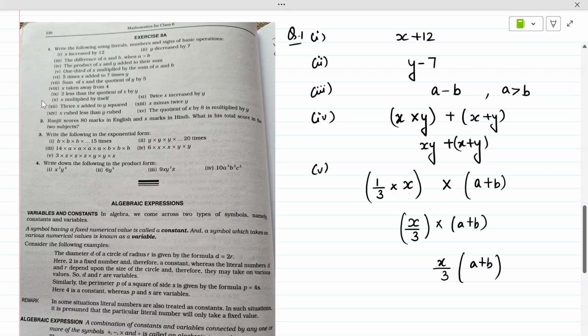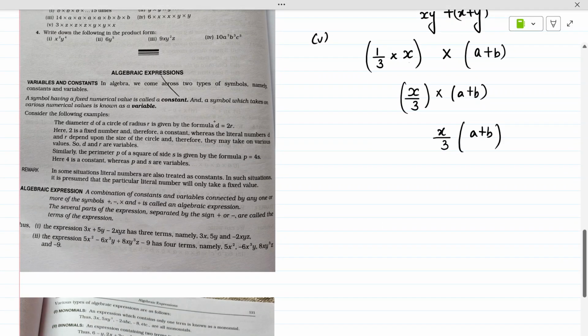Next. So sixth is 5 times x added to 7 times y. So this is easy kids. How we have to do? Sixth part I'm writing here. 5 times x. Okay. This is added to 7 times y. 5 times x means 5 is multiplied with x and now this whole expression it is added to 7 times y. So when we are going to solve this, this will become 5x added to 7y.